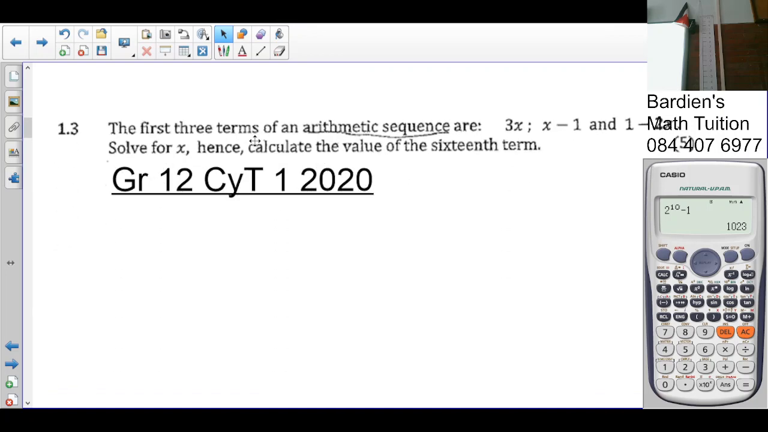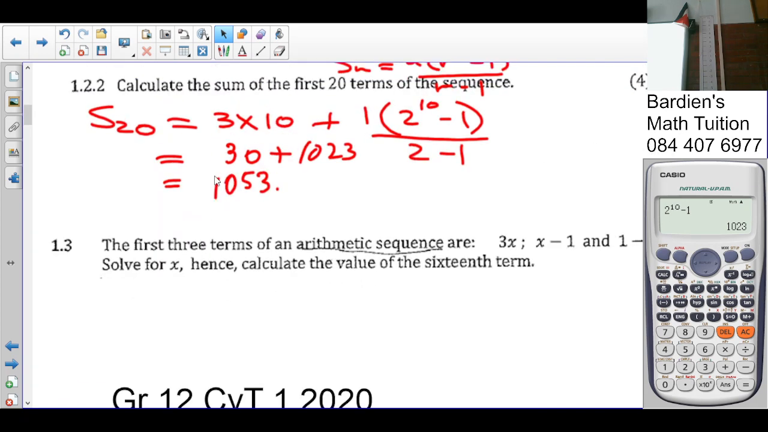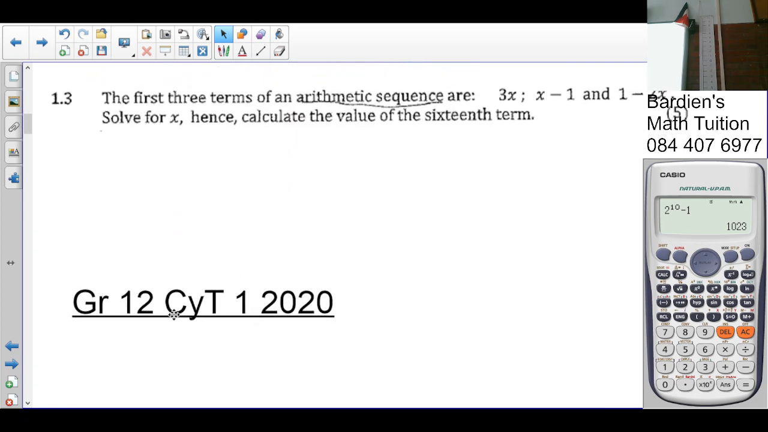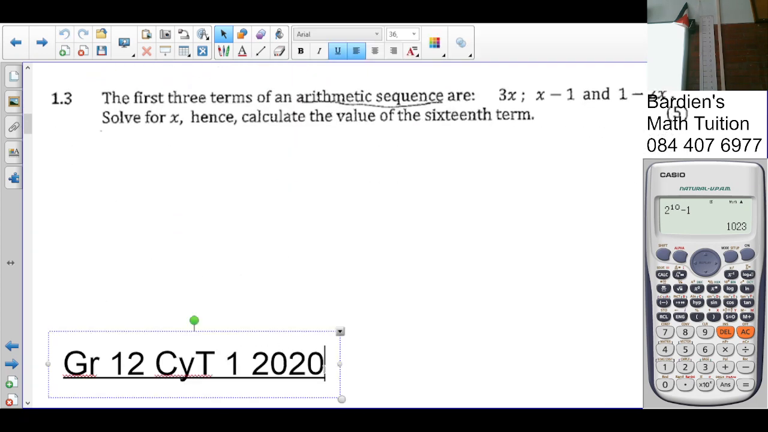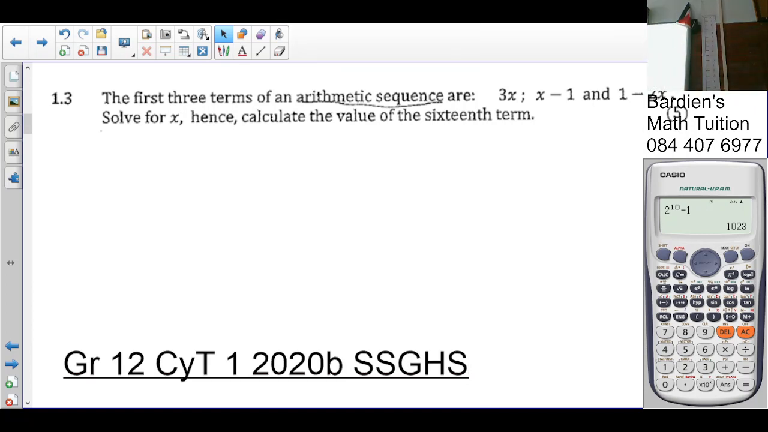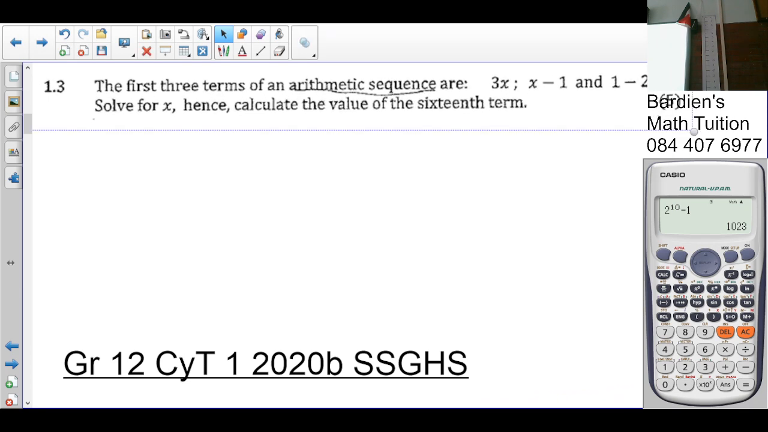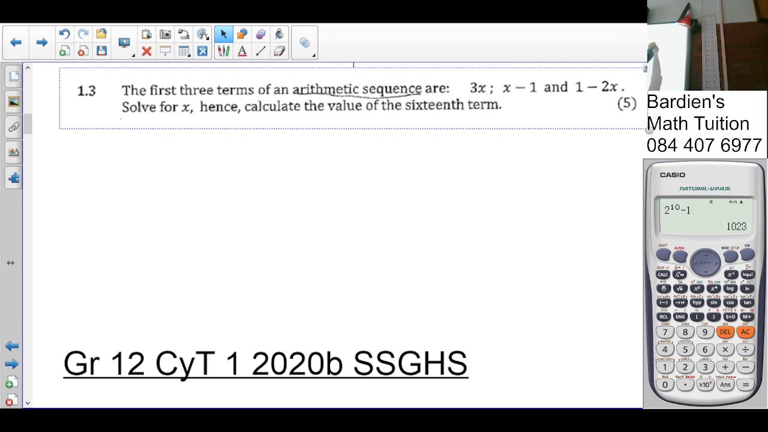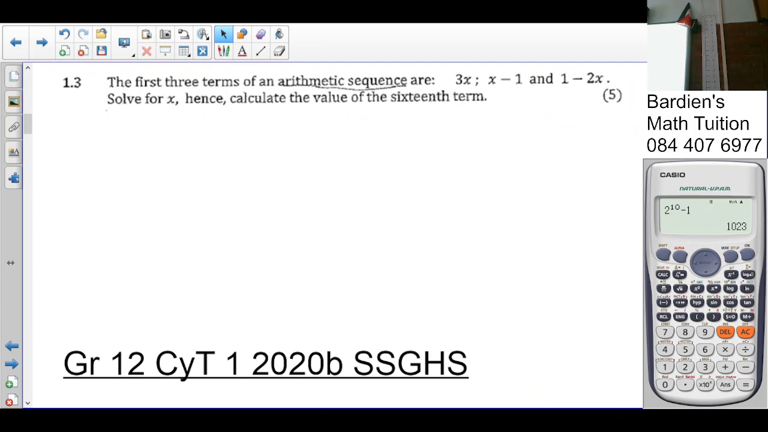In 1.3, so that was 1.2. 1.3 says, this is a paper from our school, the St. Susie Girls High School. Alright, the first three terms of an arithmetic sequence. So here we are told it's arithmetic. So I can only use the arithmetic formula. Okay? So that of course is term 1, term 2, term 3.